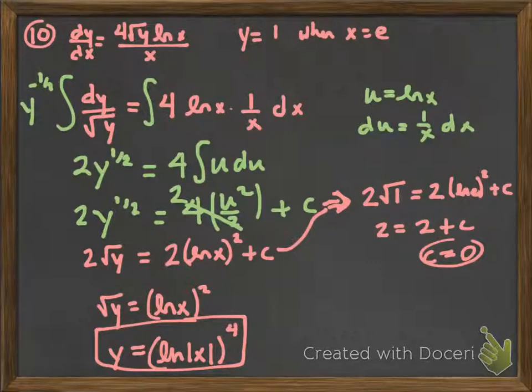Oh, we got to do our domain. I was about to forget that. What is our domain? 0 to infinity. What do I need in front of the 0? Parentheses.